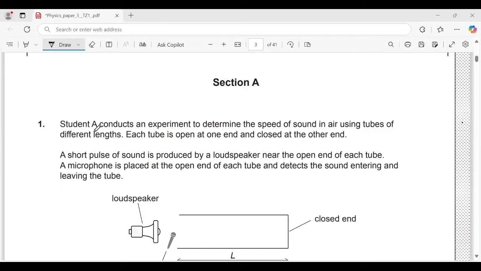Number one, student A conducts an experiment to determine the speed of sound in air using tubes of different lengths. Each tube is open at one end and closed at the other end. A short pulse of sound is produced by a loudspeaker near the open end of each tube. A microphone is placed at the open end of each tube and detects the sound entering and leaving the tube.